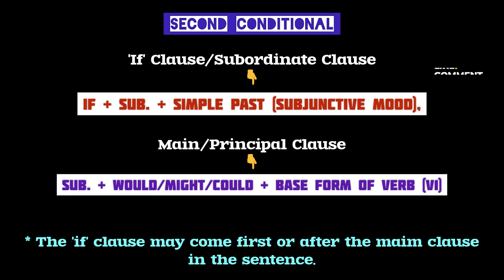However, in the result clause, which is the principal clause, we use the structure of subject plus the auxiliary verb would or might or could and the first or base form of the principal verb. Remember, in a conditional sentence, the conditional clause or the if clause may come at the beginning or after the main clause in the sentence.